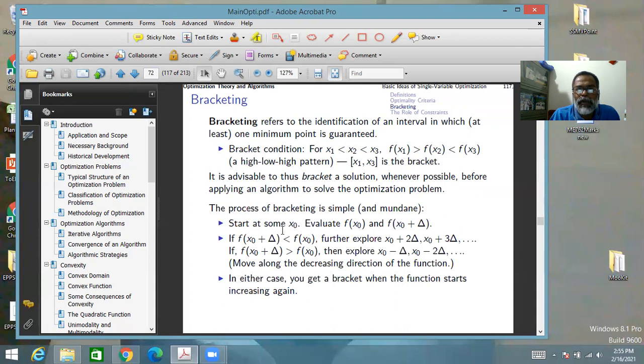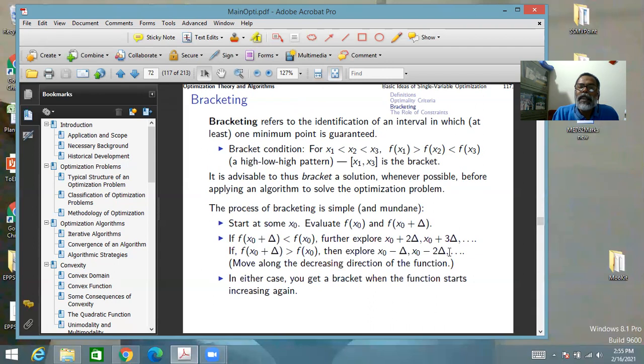Start at some initial value, evaluate it, and evaluate a little away. If that function value turns out to be lower, then go further ahead, further ahead, further ahead, and so on. On the other hand, if this turns out to be higher, then don't go on that side, come on the other side. Okay, x naught minus delta, x naught minus 2 delta, and so on.